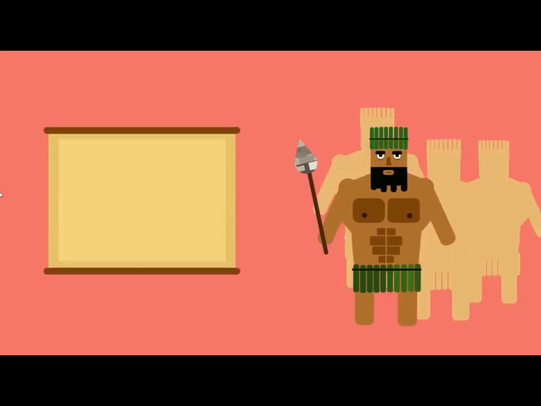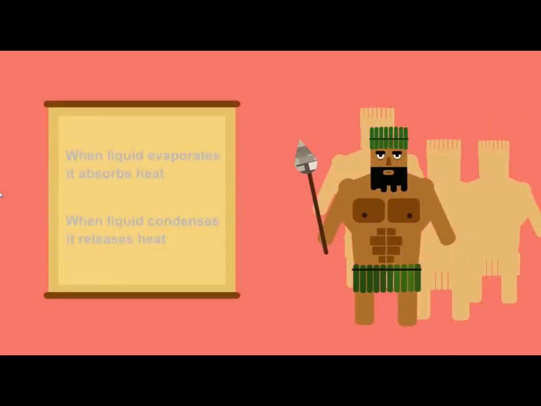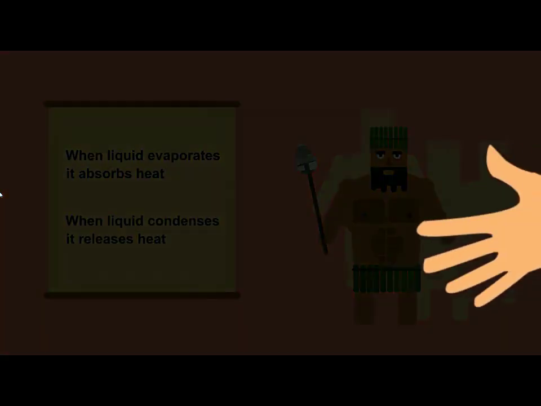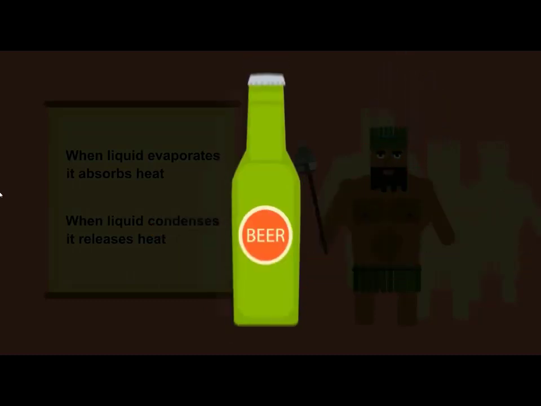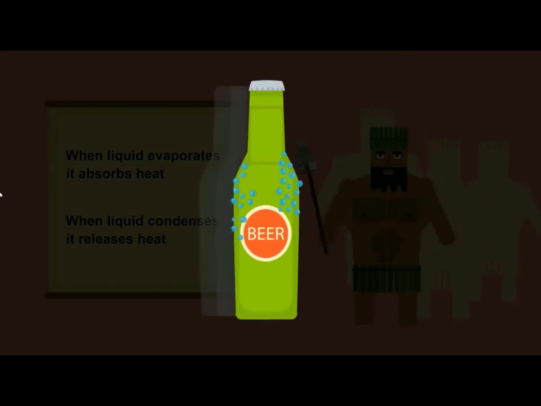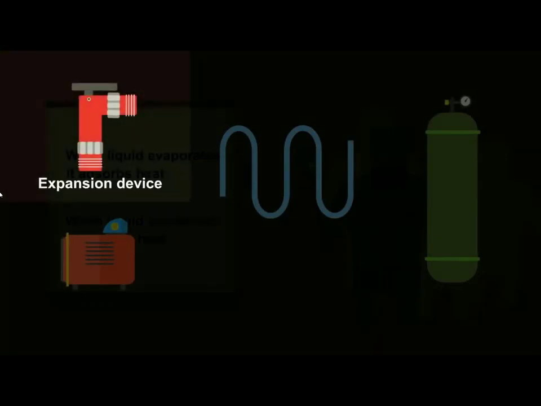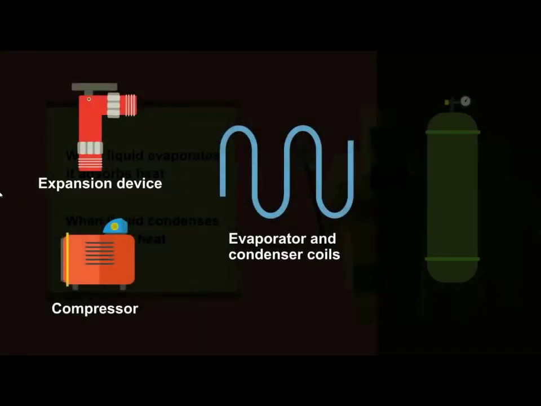Refrigeration is actually quite simple. To understand the principles behind it, just remember that when liquid evaporates, it absorbs heat, and when it condenses, it releases heat. A simple example is that when your hand is wet, it feels cold. This is the process of the water evaporating and cooling your hand. On a very humid, hot day, your frosty beer will have water condensing on the outside of the bottle. This warms your beer. To pull off this frosty feat, a refrigerator uses 5 major components: an expansion device, evaporator coils, a compressor, condenser coils, and a refrigerant.